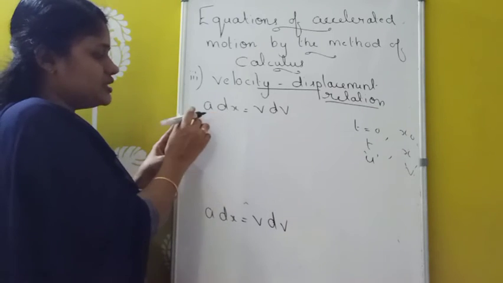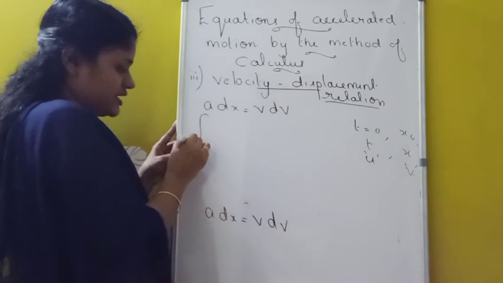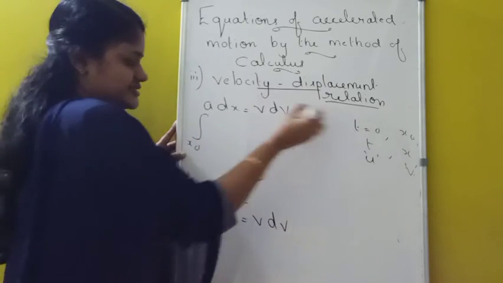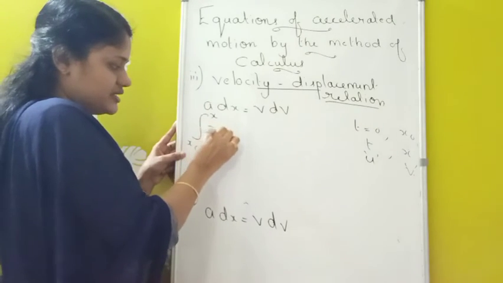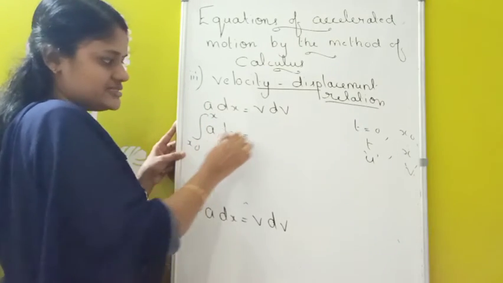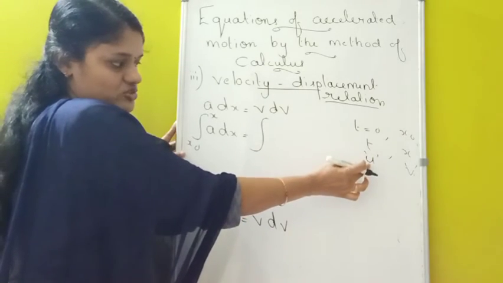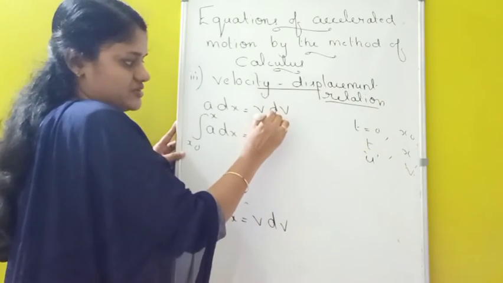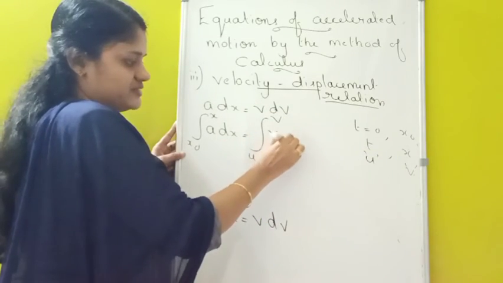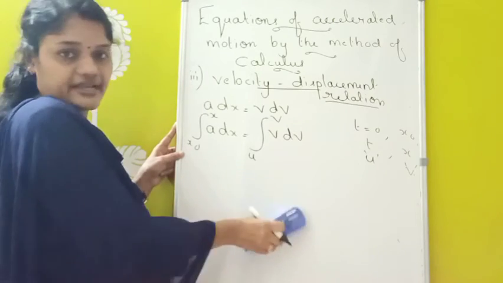Displacement is the variable. So integral from where to where? Displacement is starting from x0 to x. So after time t, displacement is x. On the right hand side we have velocity as the variable. Initial velocity is u, so from u to the final velocity v, integral of dv. Now whichever constants are there, we can take them outside.